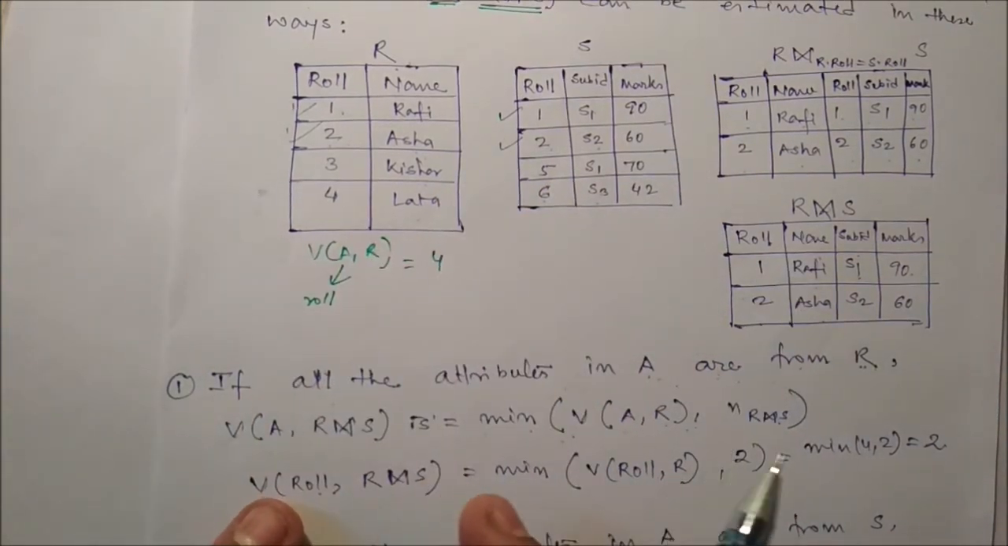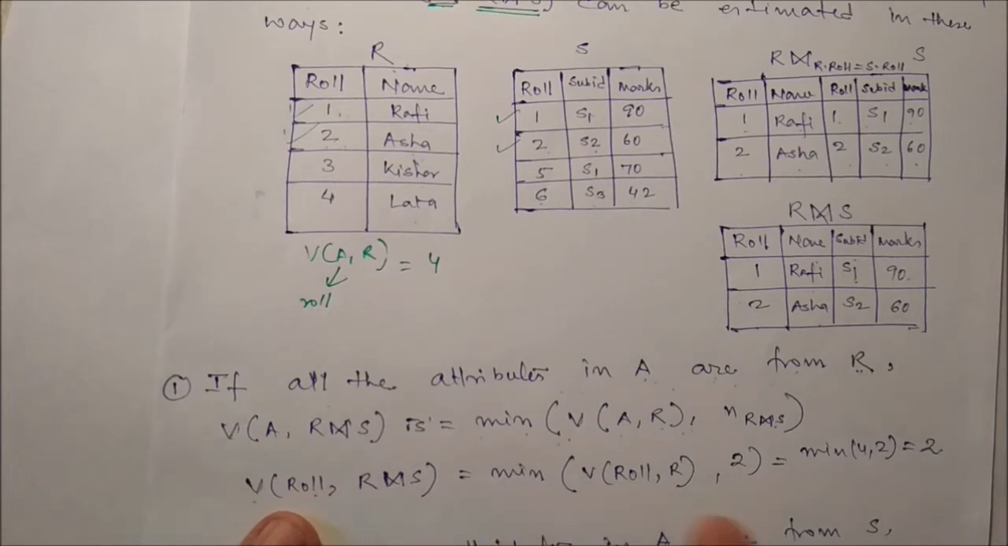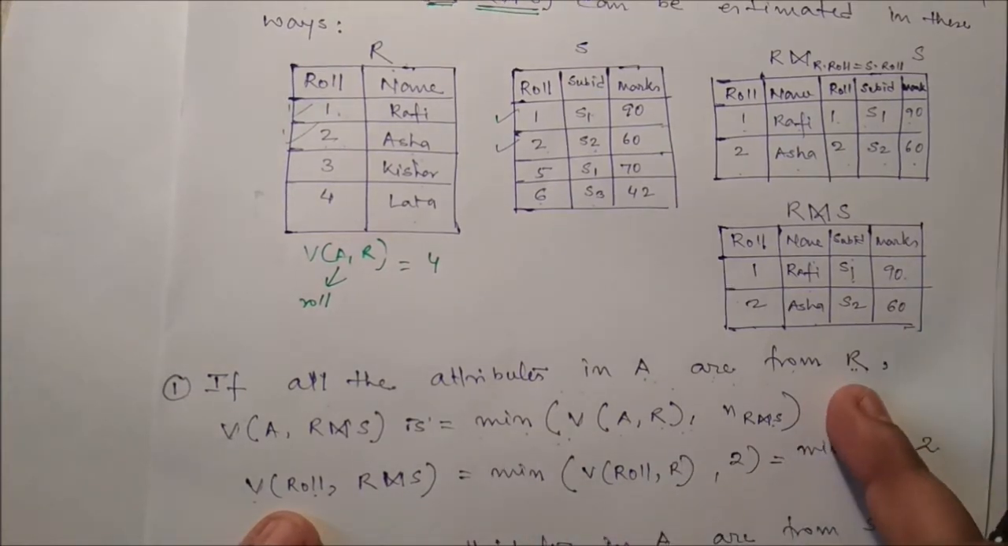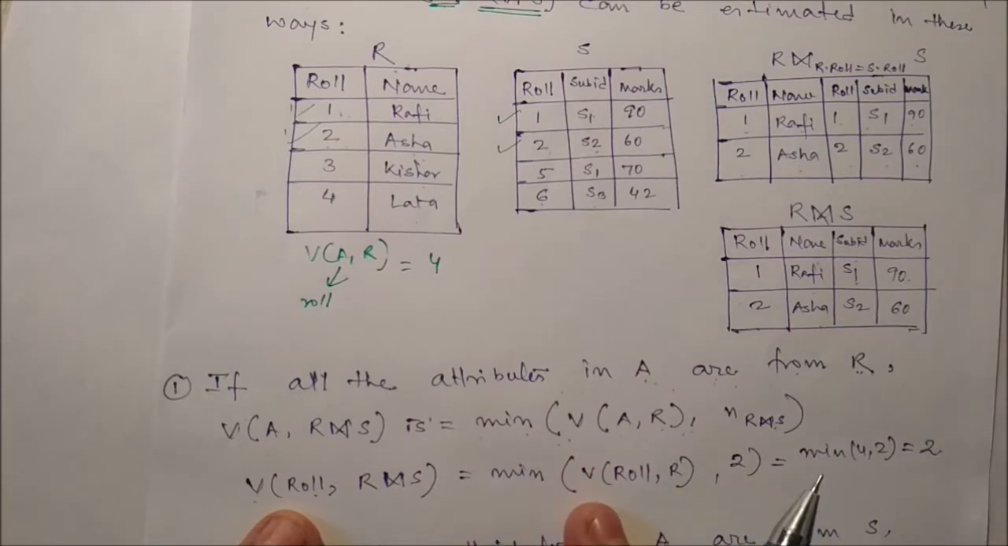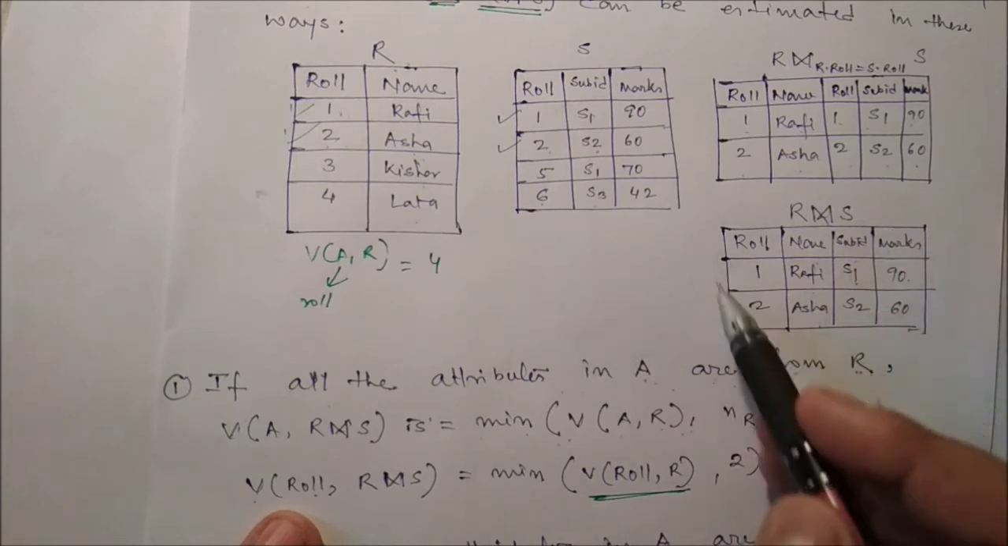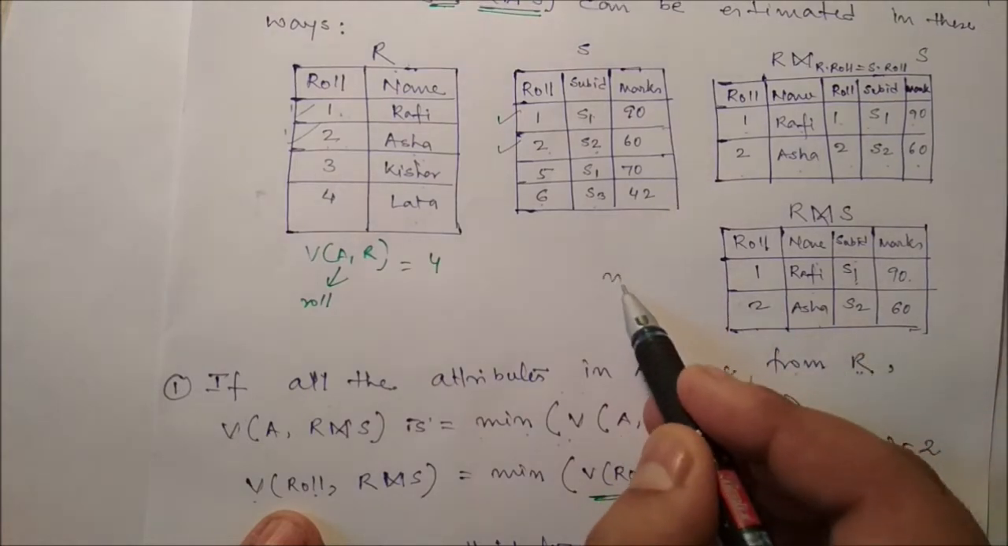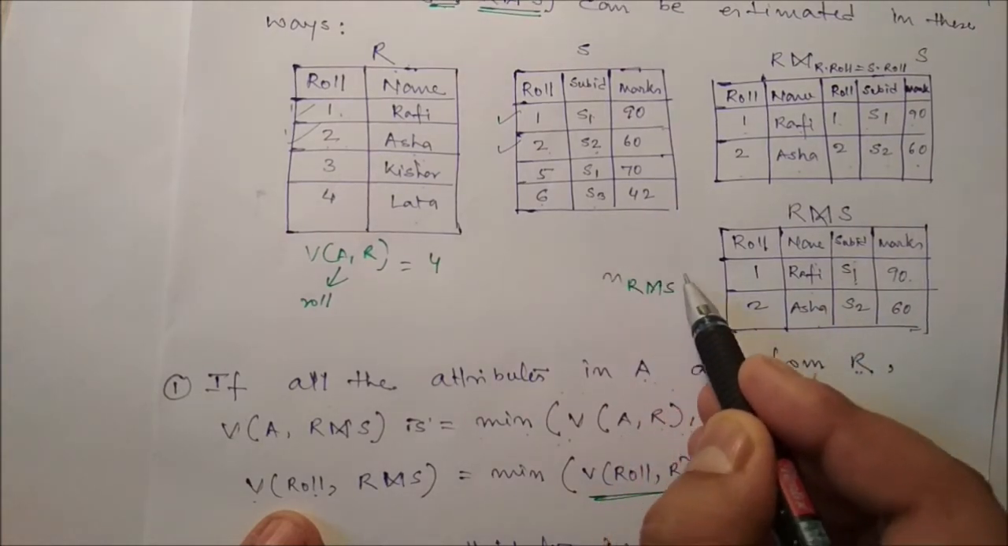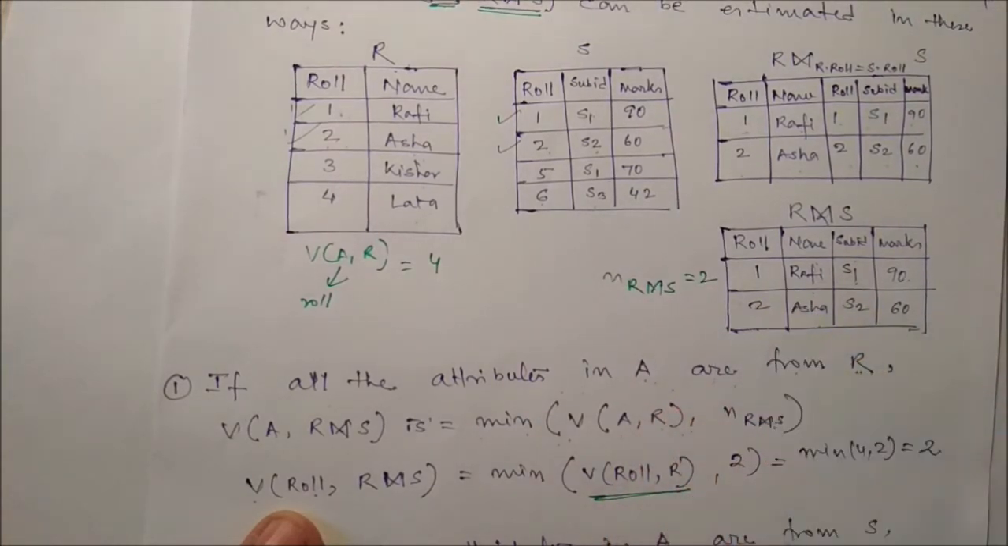So this roll number is what? Now this roll number is a primary key of this particular R table. So we have to take the minimum of roll number from R, and number of records present in this particular result after applying the natural join. So here how many records are there? 2 records are there. So in R natural join S it is 2. 2 records are there, 1 and 2.